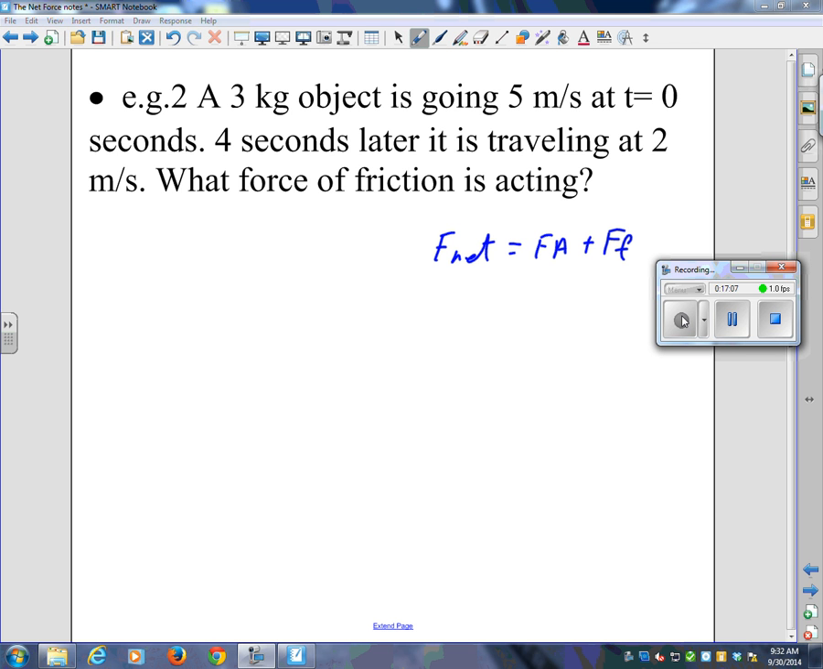Okay, so I need to come up with the net force. I'm going to have to use the bridging formula, and I'll explain why I call it the bridging one in a bit. I'm going to have to use F net equals ma to get F net.